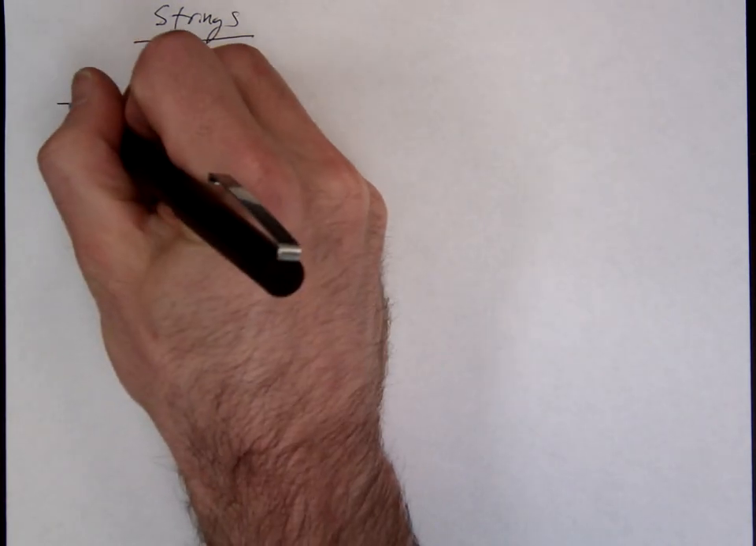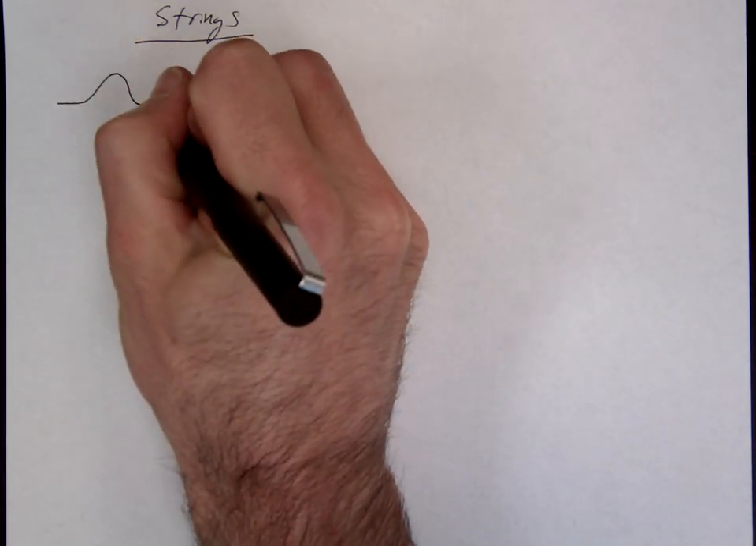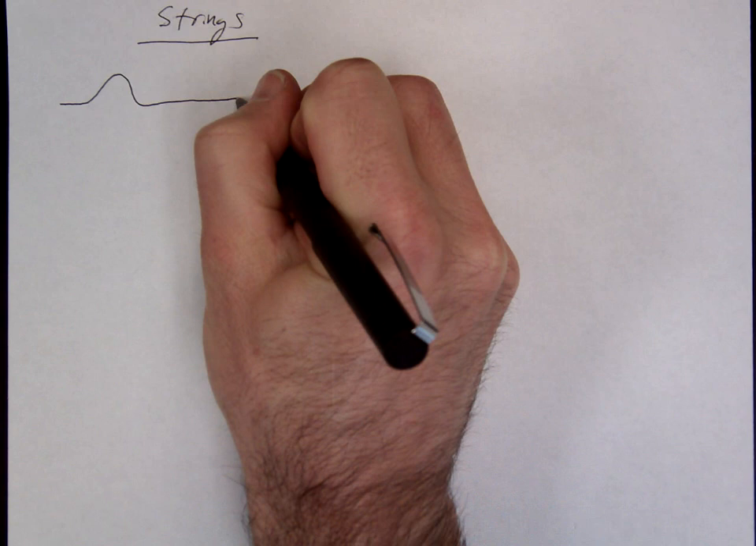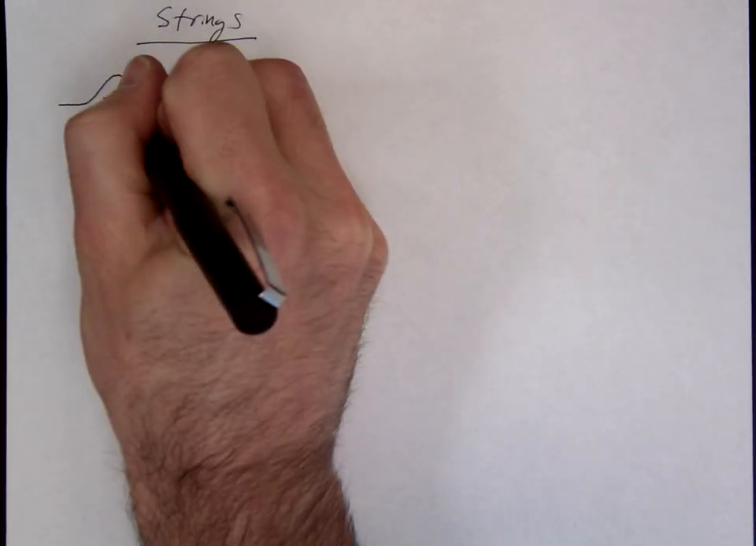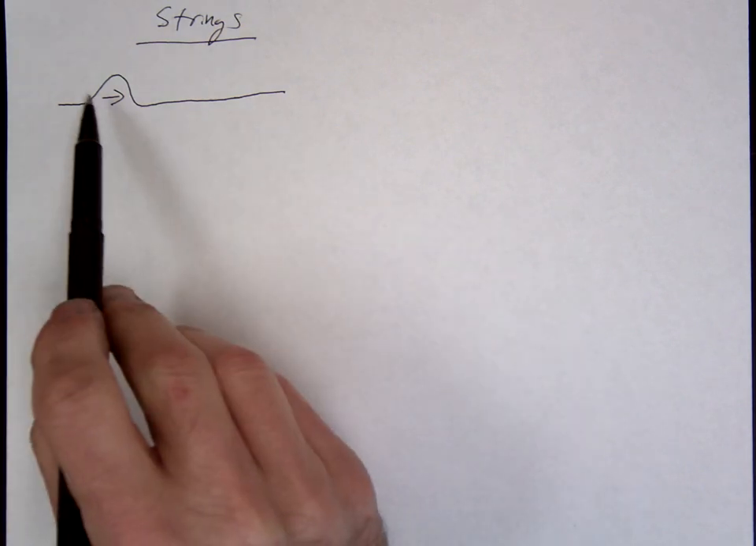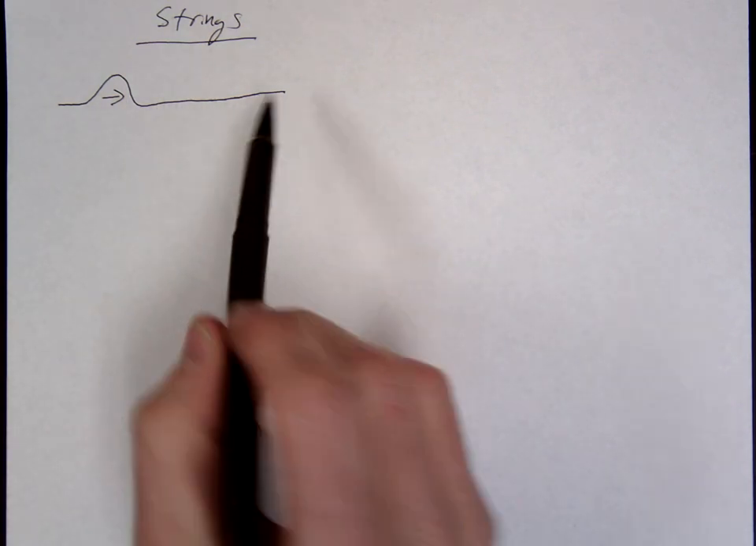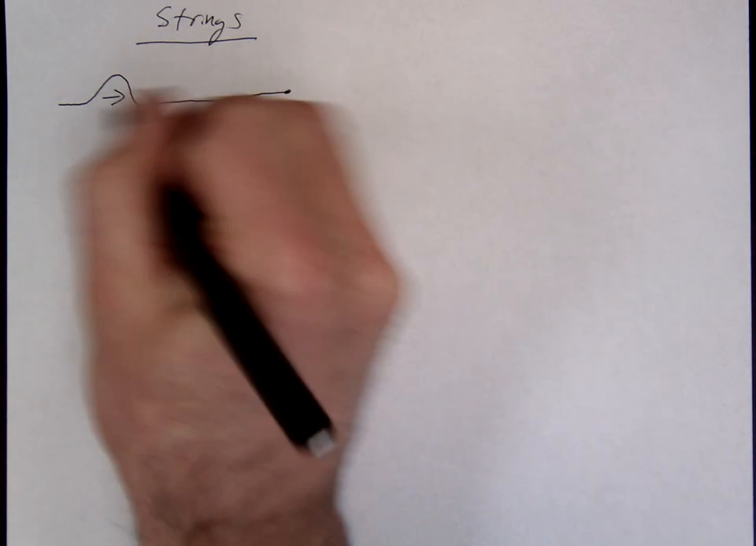So for strings, let's just go over the theory first of all. Let's say I have a string, and I were to send a wave pulse down it. Maybe it looks like that, right? So I'm going to send a wave pulse down it. That wave pulse is going to head down the string. It's going to hit the end, and what's going to happen to it?